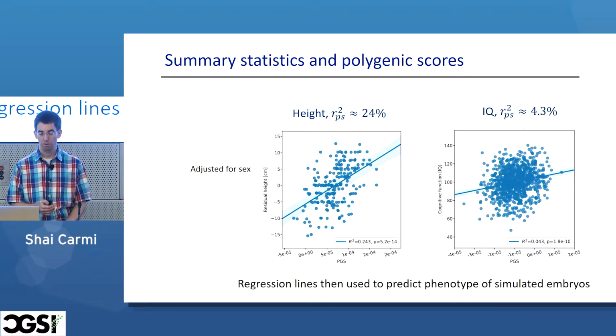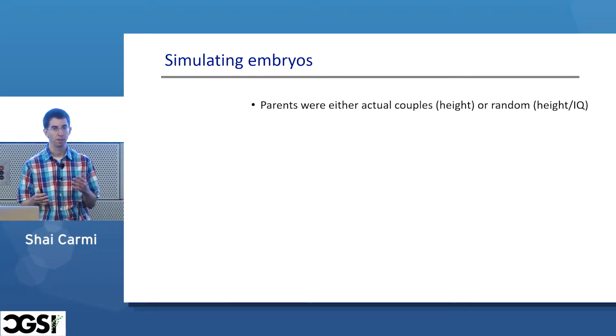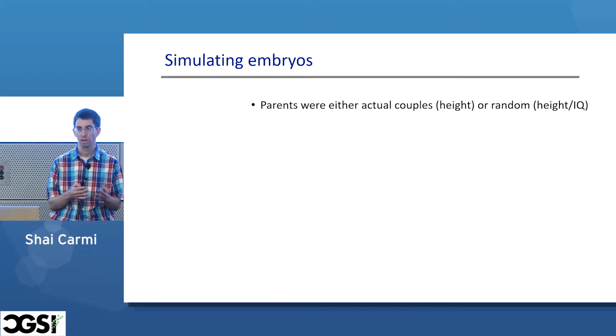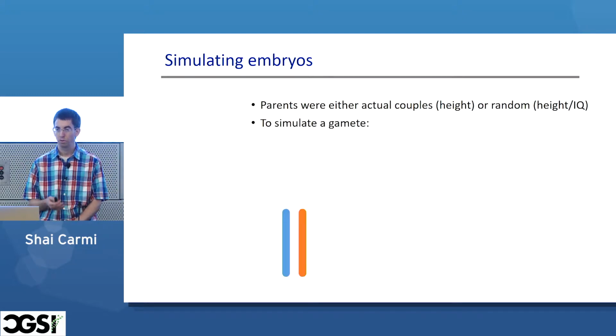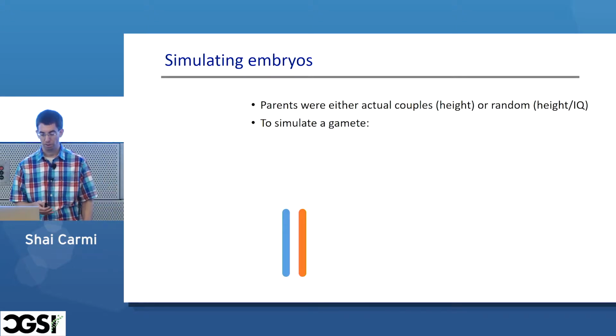Okay, and then how do we simulate embryos? So we have the parents. Again, the parents can be real couples or just random pairs. And then to simulate a child, that's a bit on the method here.